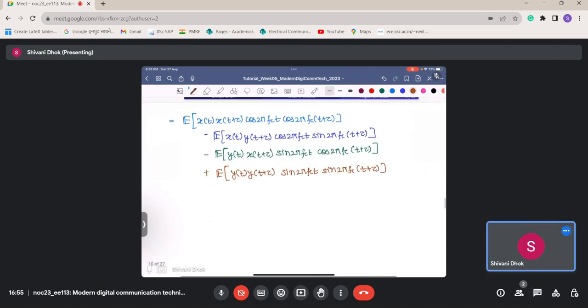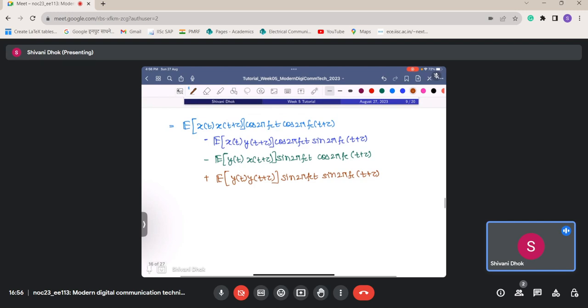Okay. Now if we observe carefully, the only random variables here are x and y, and not these sine and cos. These quantities are not random. So I just need to take, these can come out of the expectation, so that this is simply this. This is also simply this. Similarly, these two are like this.